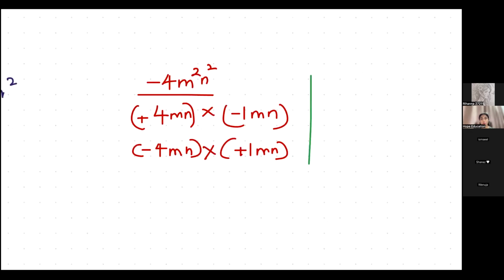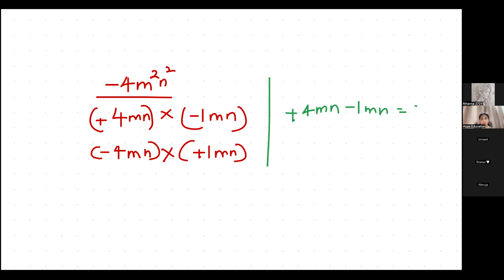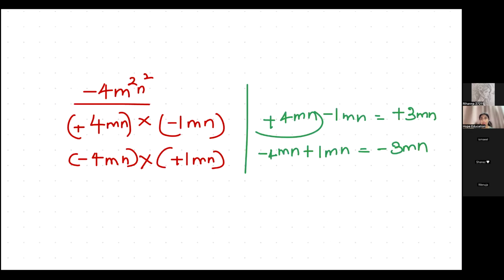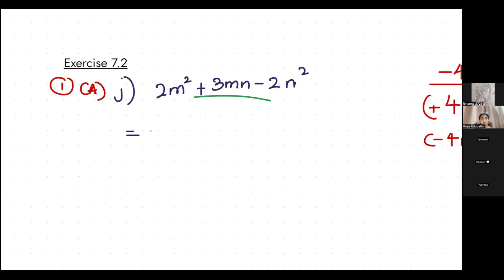Here plus 4mn minus 1mn, we get plus 3mn. Here minus 4mn plus 1mn, we get minus 3mn. What do we want in the middle? Plus 3mn. So we take these two, plus 4mn and minus 1mn. So 2m squared plus 4mn minus 1mn minus 2n squared.